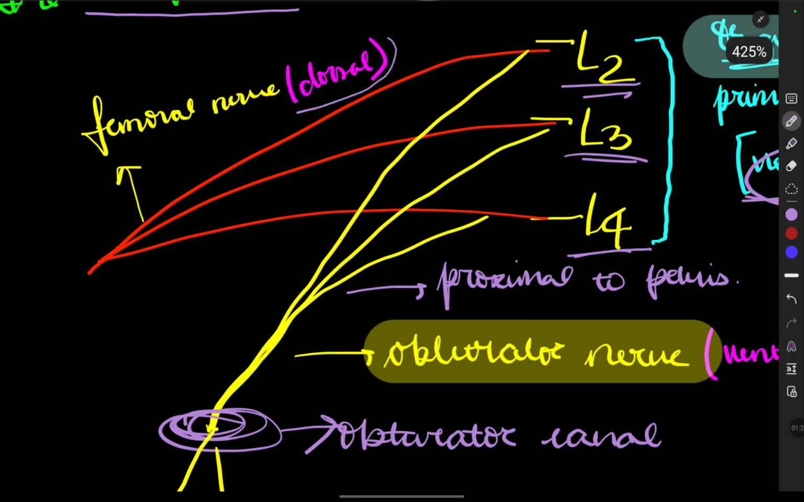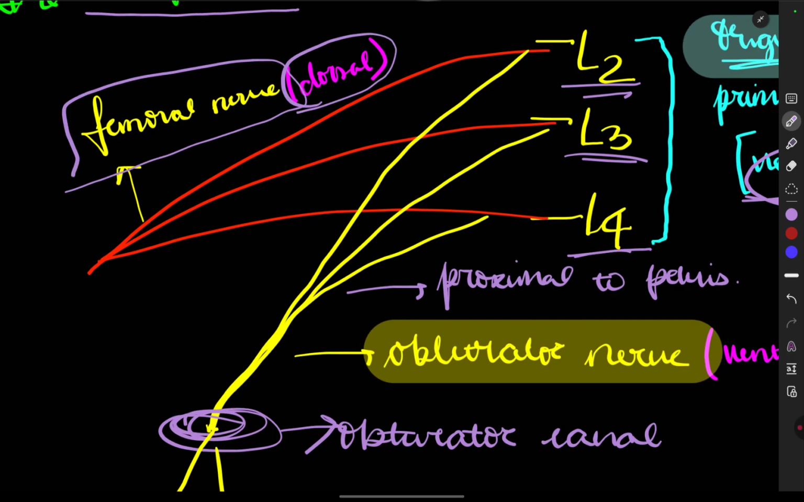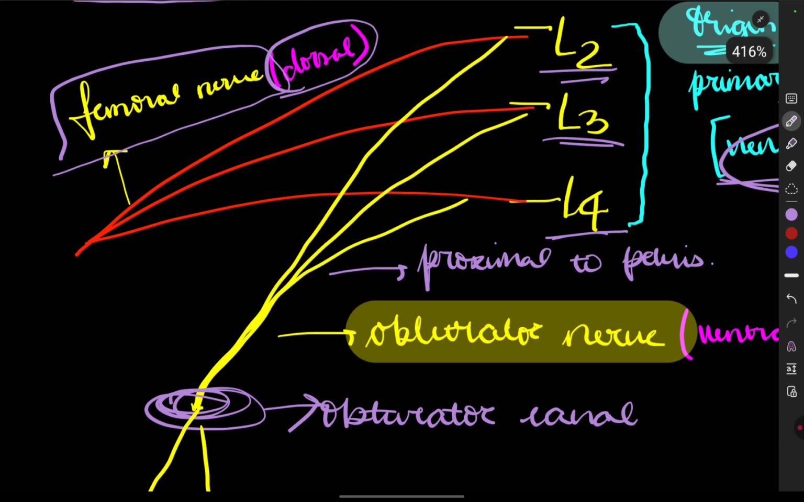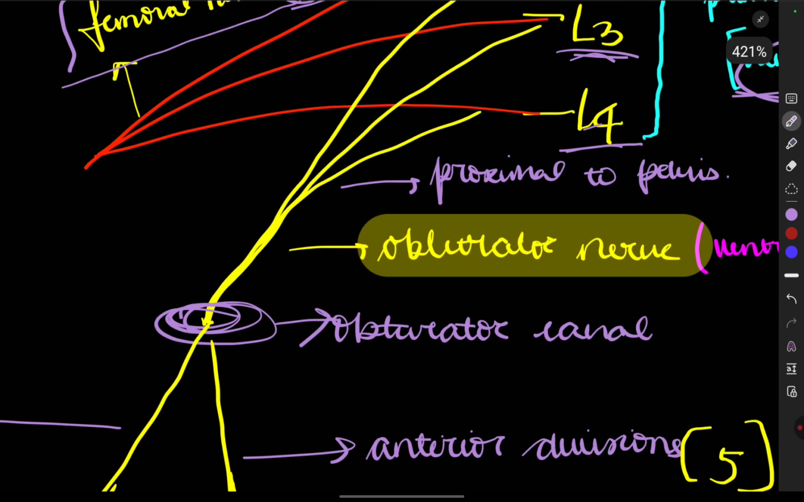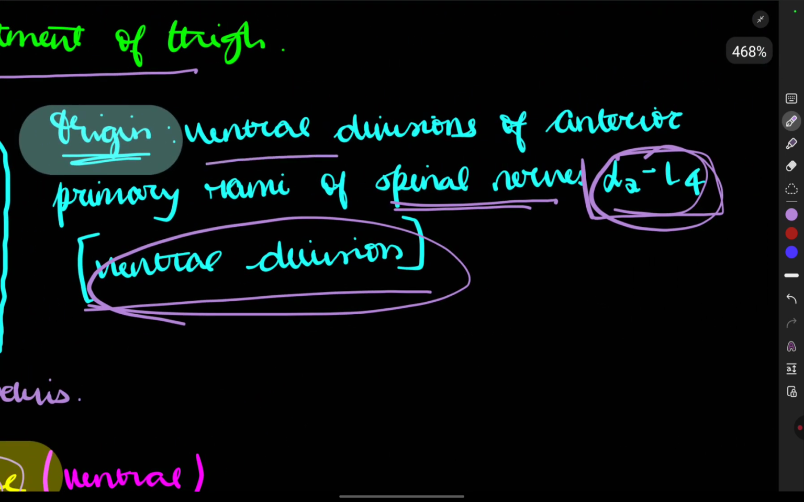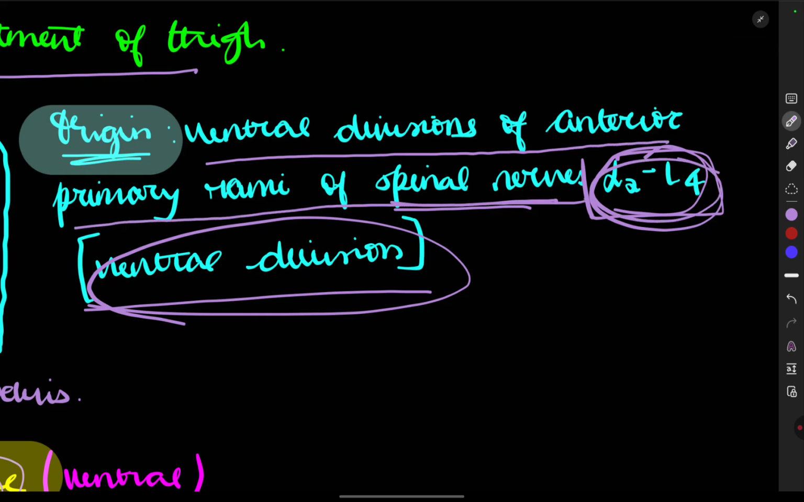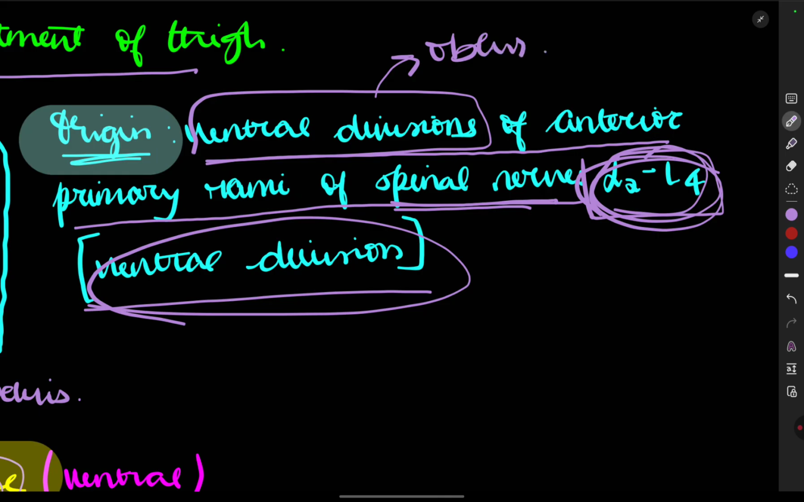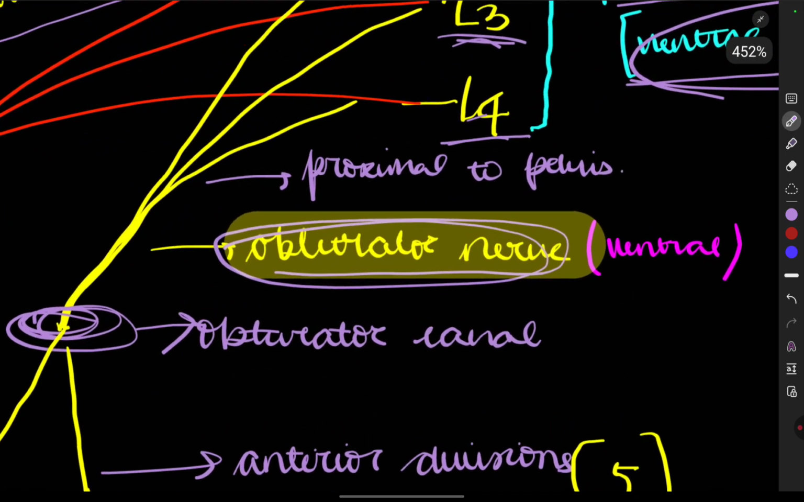The dorsal divisions of L2, L3 and L4 form the femoral nerve, and the ventral divisions from L2, L3 and L4 form the obturator nerve. So it is written here, origin is ventral divisions of anterior primary rami of spinal nerves L2 to L4. Which divisions? The ventral divisions. The dorsal divisions give the femoral nerve and the ventral divisions give the obturator nerve.